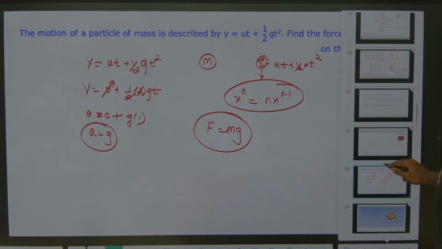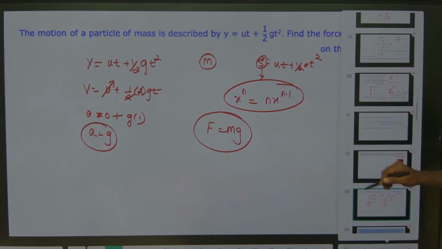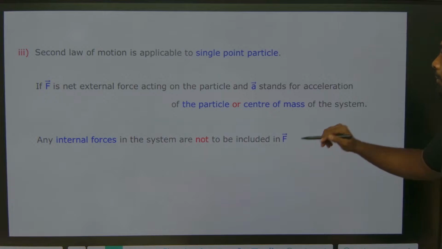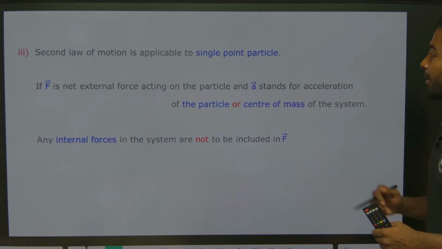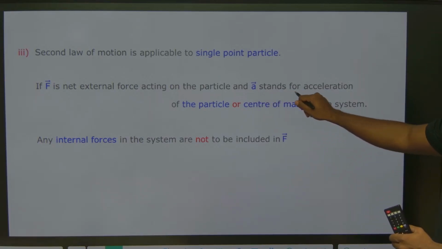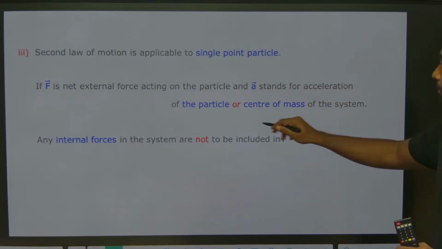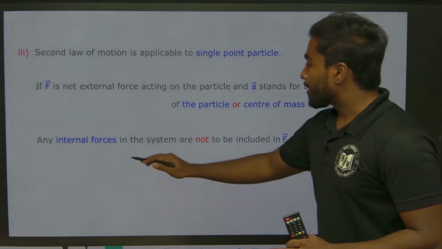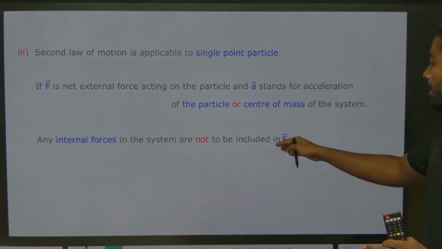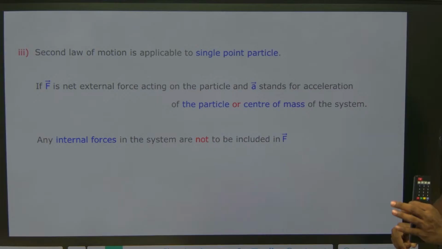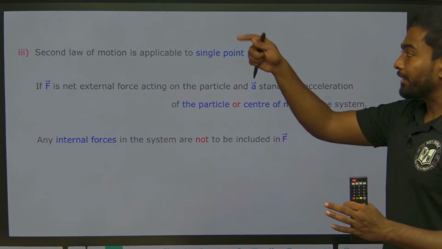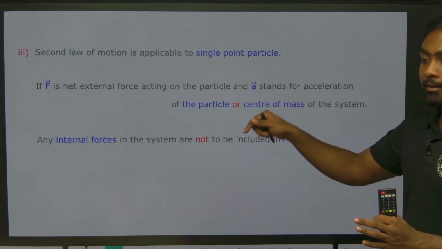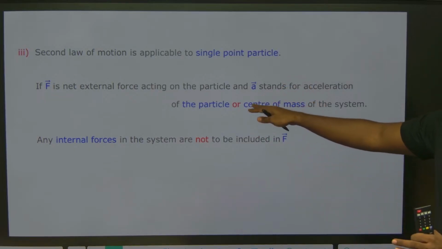Okay. Now here is the equation. Before that, we will see one more point here. Second law of motion is applicable to a single point particle. So, if F is a net external force acting on a particle and acceleration A stands for the acceleration of the particle or center of mass of the system, then any internal forces in the system are not to be included in F. If F is there, the total object will be acting at the center of mass, which is nothing but acceleration.